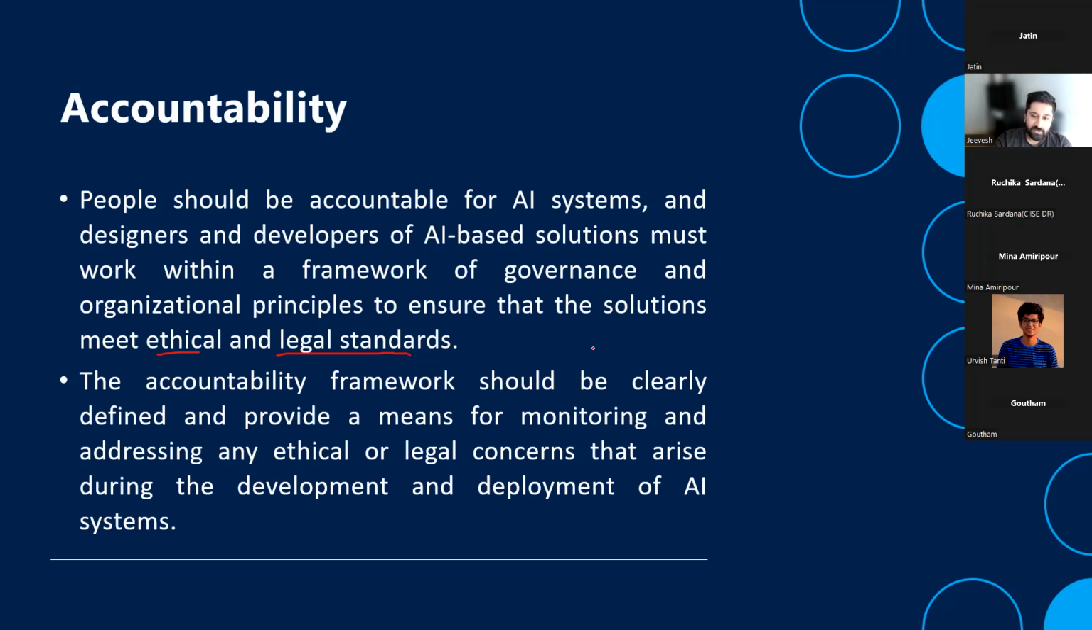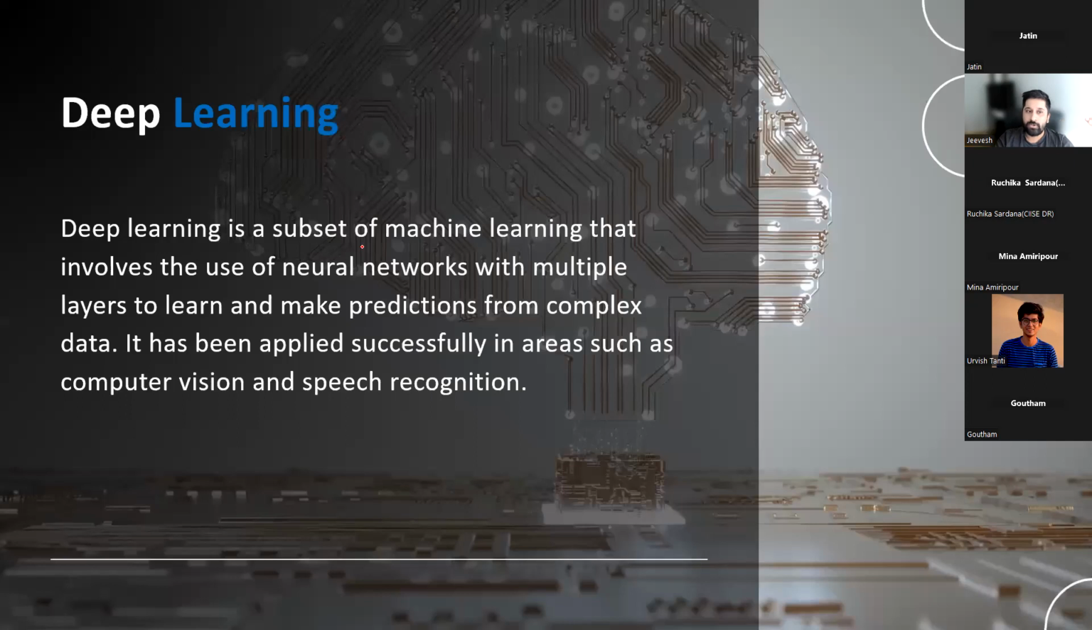The accountability framework should be clearly defined, and it should provide a means for monitoring and addressing any ethical or legal concerns that arise during the development of AI systems. So basically, what this slide is talking about is accountability. Have a framework. Framework is a set of rules. Follow them. Have your own guidelines. Do not go beyond them. Do not do something which should not be done.